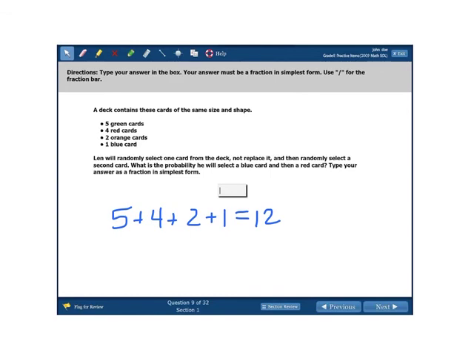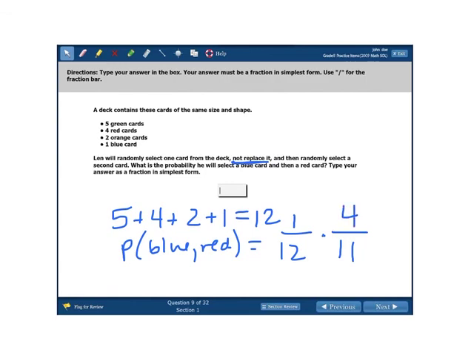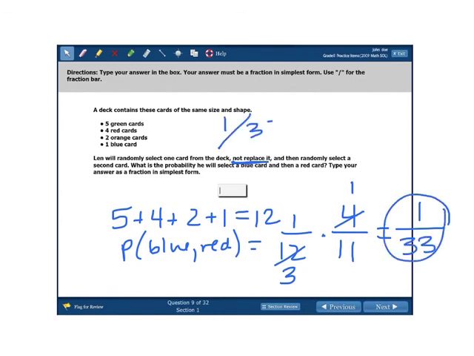We're going to take a card, not replace it, and then randomly get a second card. We want to know the probability of blue, then red. And again, it's without replacement. We start off with 1 blue card out of 12. We took a card out, so make it 11. And there's 4 red cards. Simplify by dividing both of these numbers by 4. 1 times 1 on top, 3 times 11 on the bottom. There's our fraction. 1/33 gives us our fraction answer to put in the box.